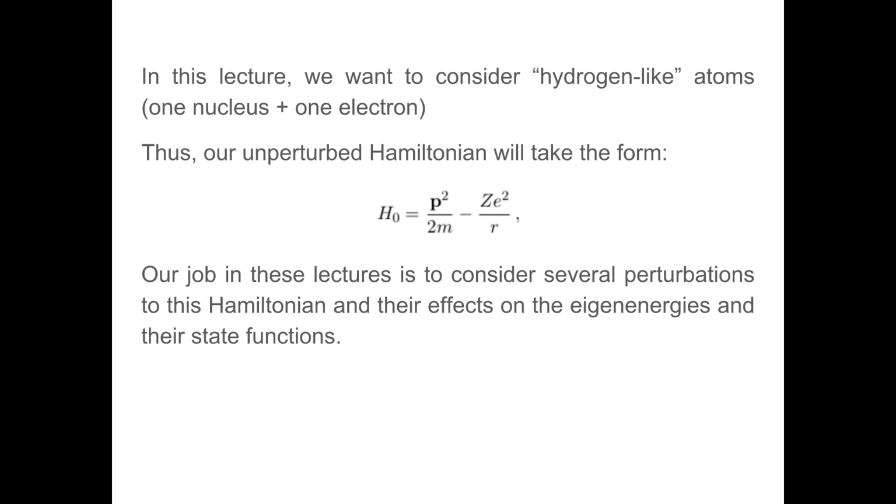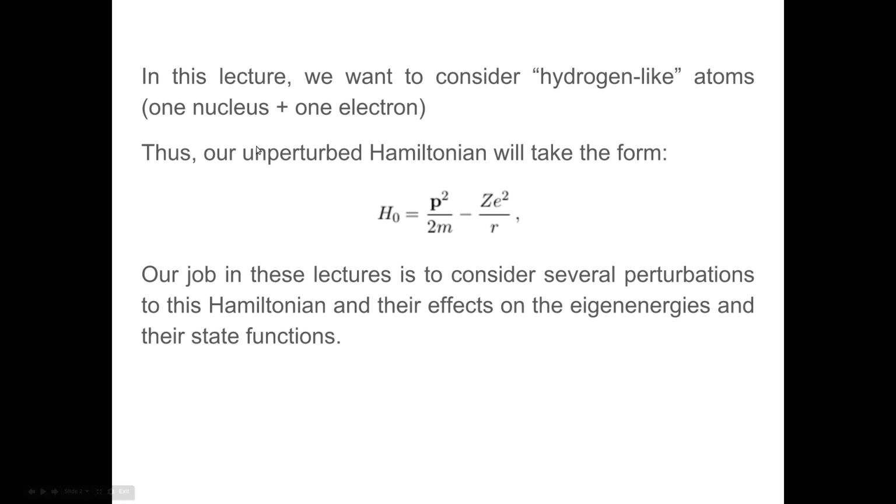So like I said, a nucleus and one electron, right? And so our unperturbed Hamiltonian is just going to be of the normal form. So we have the p squared over 2m, and we've got the Coulomb term, right? So this p squared is for the electron. So we assume that the nucleus is much heavier and is stationary and all the normal stuff, okay?